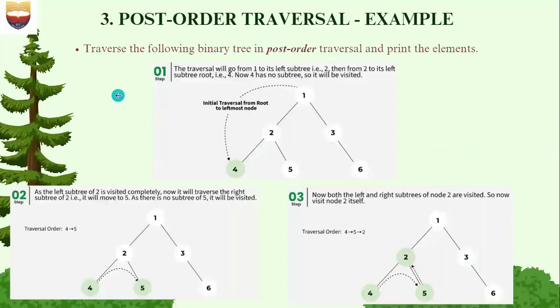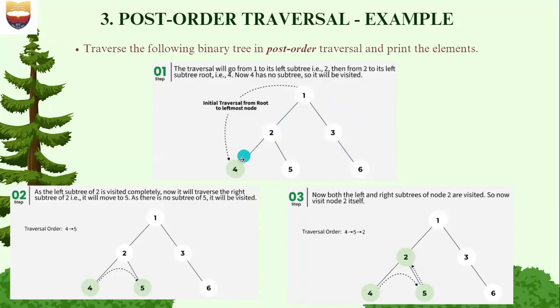Let us have one example to deeply understand post-order traversal. Traverse the following binary tree in post-order traversal and print the elements. Here also, I have taken the same tree structure in order to perform post-order traversal, just for simplicity. And here the root node is 1. What are the steps we have seen? First, we have to visit the left subtree. After completing the left subtree, we move on to the right subtree. And only after completing the right subtree, we can go to the root node.